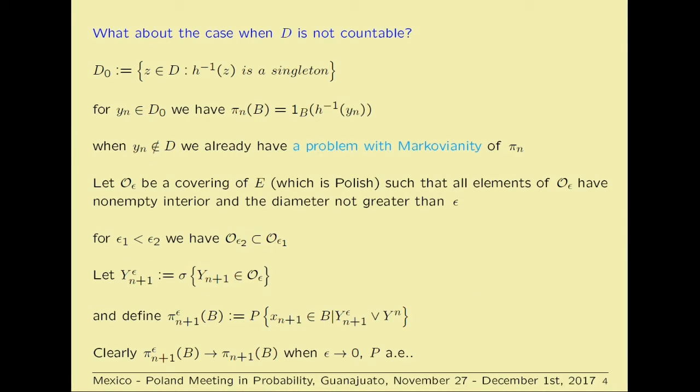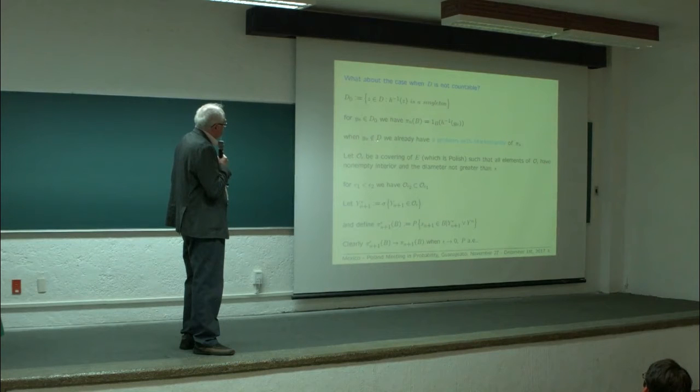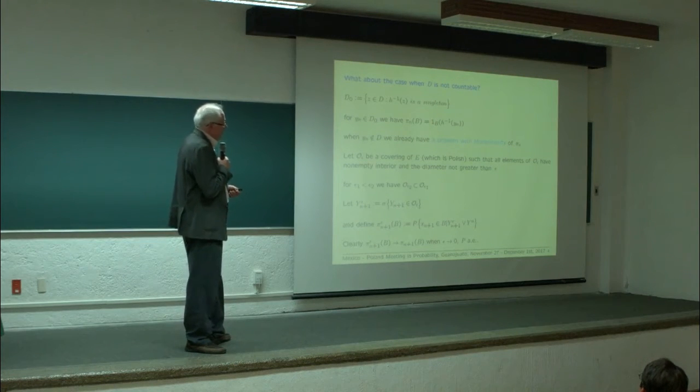And now the question is, what will happen when the observation space is not countable? Of course, if I denote by D0 the set of all points in the observation space for which each singleton has positive probability, then the filtering process is just an inversion of the function H, and this is just a Dirac measure. So this is simple, but what if yn does not belong to this set D0? Then we have a problem with Markovianity in general.